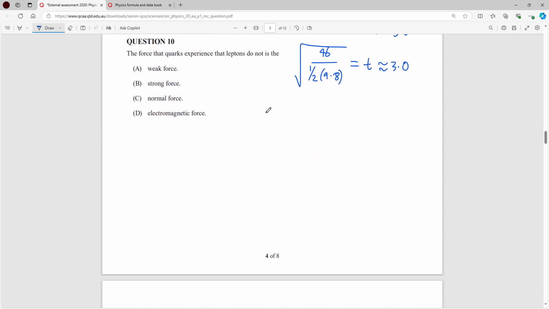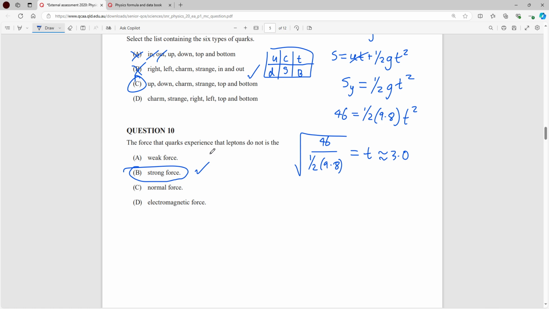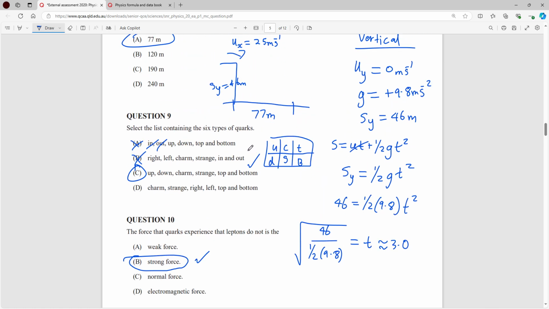Alright, question 10. The force that quarks experience that leptons do not, okay? So, quarks are what comprise a proton and a neutron. So, we're talking about inside pretty much the nucleus of it, okay? Most of the time, or inside pretty much proton and neutron. Leptons are like electrons, so they orbit around the nucleus. So the force that leptons don't experience but quarks will experience will be the strong force, okay? And that's pretty much just something you have to learn, unfortunately. There is no real overall problem solving with the standard model. It's just know this stuff pretty much, okay?